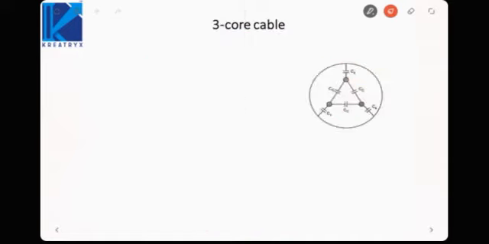Whenever we have three-phase conductors inside a single cable, it is called a three-core cable or three-conductor cable, because we have three cores or three conductors, each belonging to a different phase. When we had one conductor, there was a capacitance formed between the conductor and the sheath, or we can say core to sheath capacitance when we had only a single core.